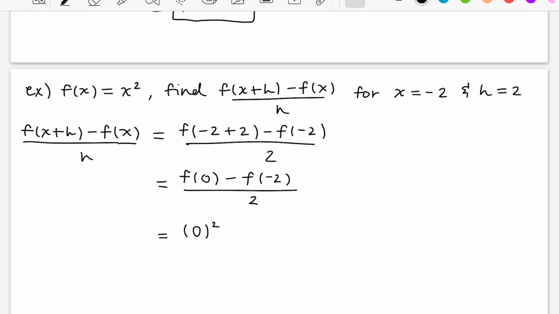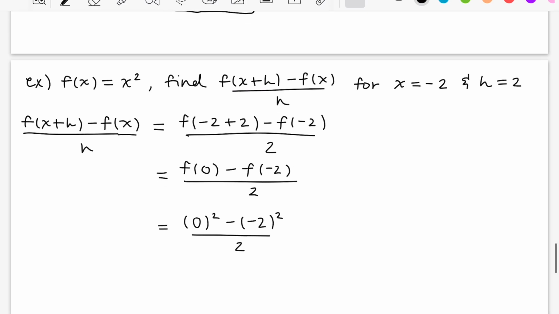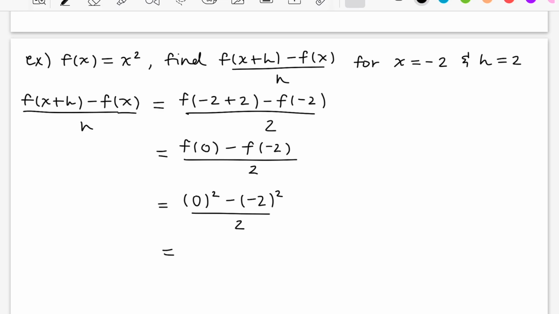So we'll get 0 squared here, minus negative 2 squared, all over 2. We have negative 2 squared, which is positive 4, but we still have this minus out front, so we get minus 4 over 2, which is equal to negative 2. All right.